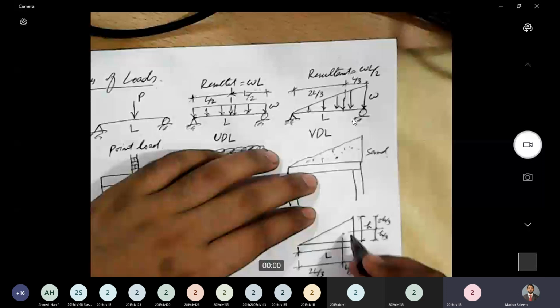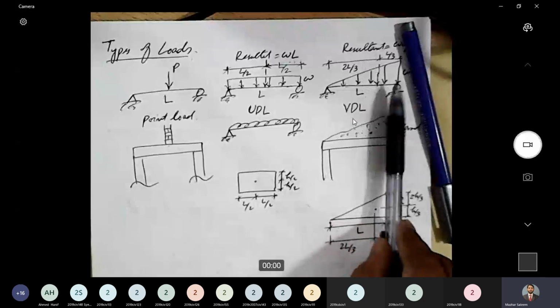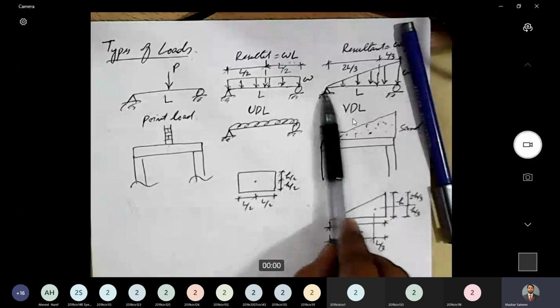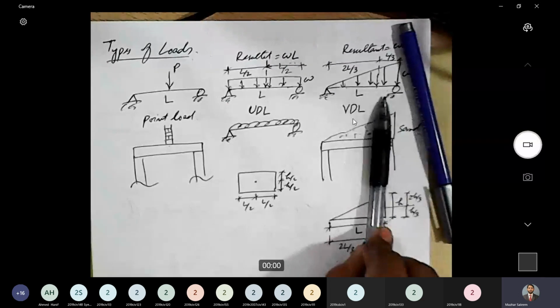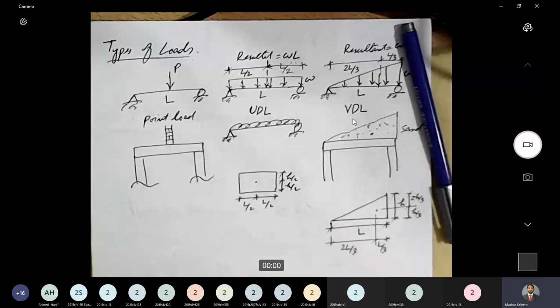Exactly. When we will be calculating the moments due to any applied load, we will need the location of the resultant. That will help us in defining the lever arm for that force. As of now, just keep this in your mind that the resultant of a triangular load is at 2L by 3 from this edge, and L by 3 from this side. How do we practically use it while calculating shear force and bending moment? We will talk about that in detail.